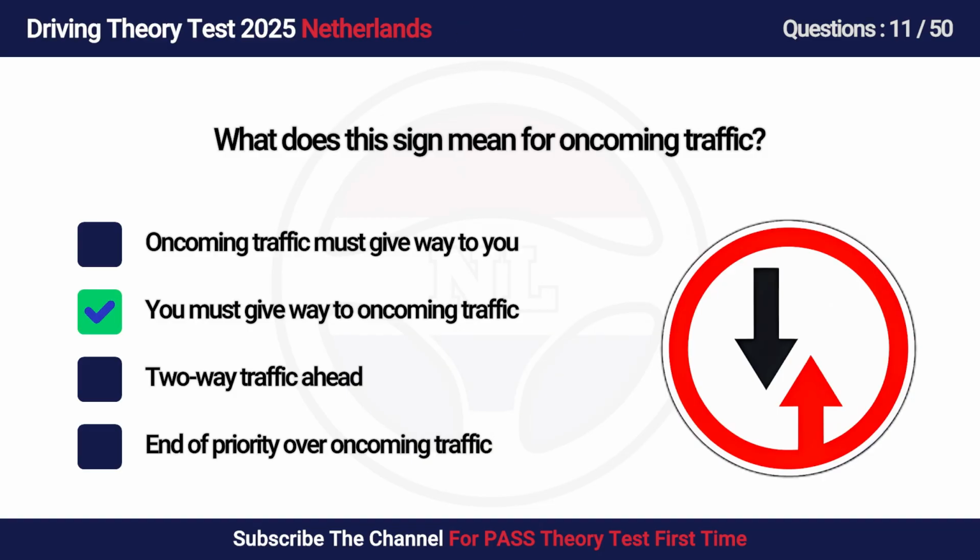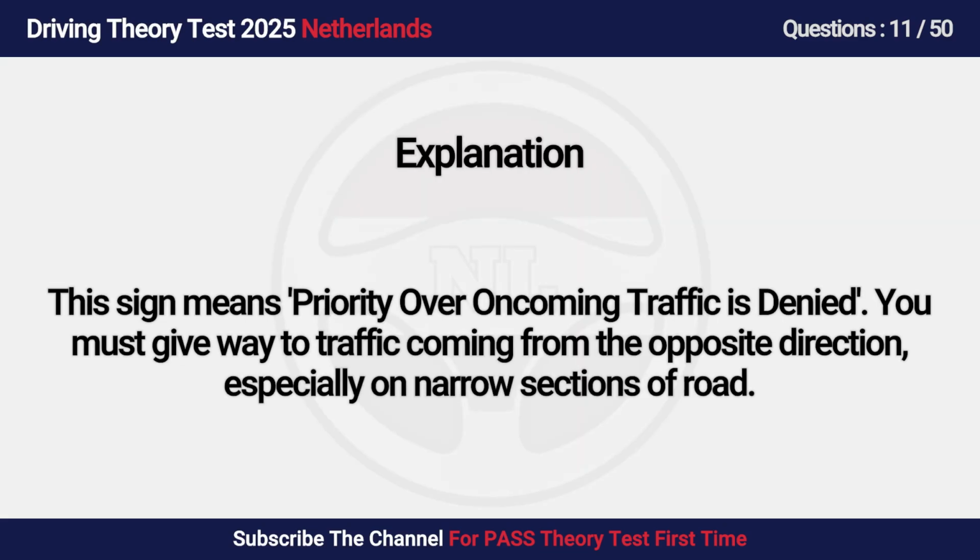Answer is B. You must give way to oncoming traffic. This sign means priority over oncoming traffic is not yours: you must give way to traffic coming from the opposite direction, especially on narrow sections of road.